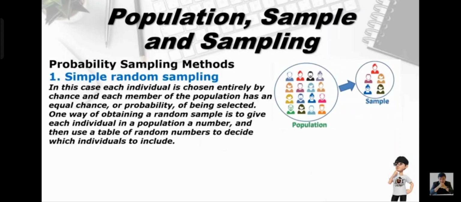Population, sample, and sampling. Probability sampling method. The first one is the simple random sampling. In this case, each individual is chosen entirely by chance, and each member of the population has an equal chance or probability of being selected. One way of obtaining a random sample is to give each individual in a population a number, and then use a table of random numbers to decide which individuals to include.